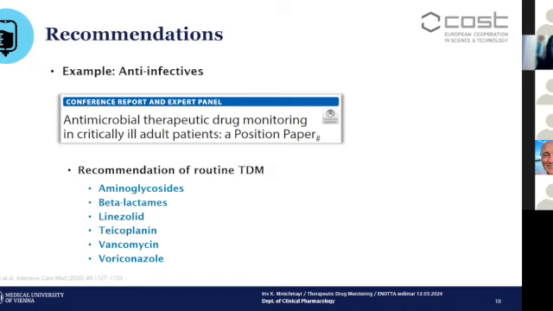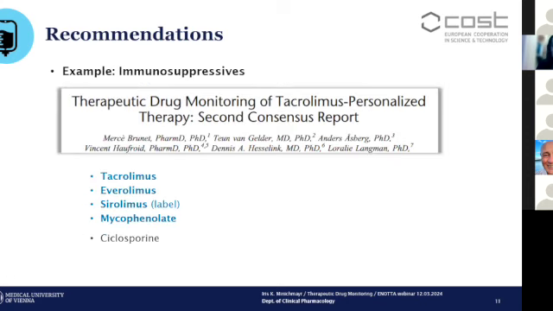Recommendations of TDM exist for various therapeutic areas and also for various patient populations. For example, TDM of anti-infectives in critically ill patients has been recommended for aminoglycoside antibiotics, for beta-lactams, linezolid, teicoplanin, vancomycin, and voriconazole. TDM of immunosuppressives has been recommended for tacrolimus and also for everolimus, sirolimus, mycophenolate, and there are also reports for TDM of cyclosporin.